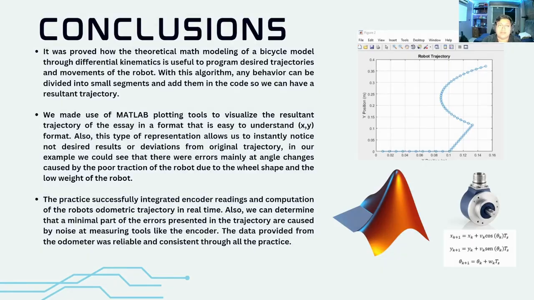I am Mario Viteri, and I'll talk about conclusions and recommendations. We have three main conclusions. The first one is that we can prove the mathematical model in order to program desired trajectories of the robot. The second one is that we could use MATLAB plotting tools to visualize clearly the resulting trajectory, meaning that we can easily identify errors or deviations in the trajectories. And the last one is that this practice successfully integrated encoder readings and computation of the robot's odometric trajectory in real time, which provided us with the results that we later analyzed.